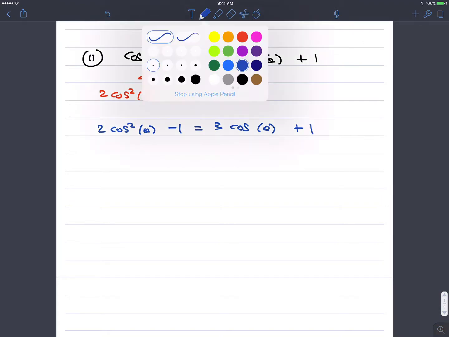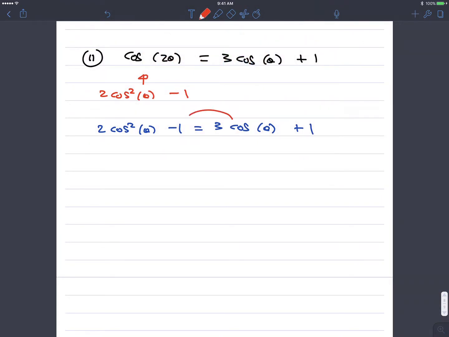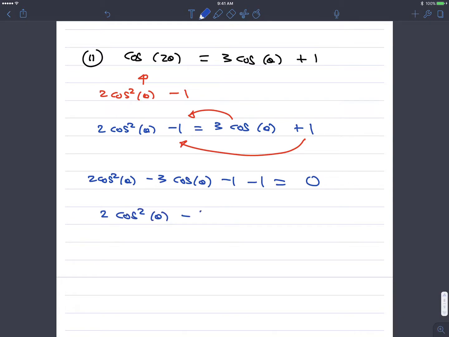Okay. 2 cosine square theta minus 1 is 3 cosine theta plus 1. Okay, let's do some algebra. I'm going to translate my terms. Get them all on one side. Set that equal to 0 on the right side. 2 cosine squared theta minus 3 cosine of theta. There's already a minus 1, and now there's another minus 1, and that is 0. I get 2 cosine squared theta minus 3 cosine theta minus 2 is 0.